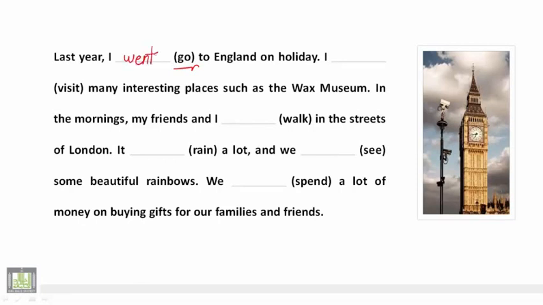And notice with me that go is one of the irregular verbs. I visited is a regular verb because we have ed. I visited many interesting places such as the Waxy Museum.